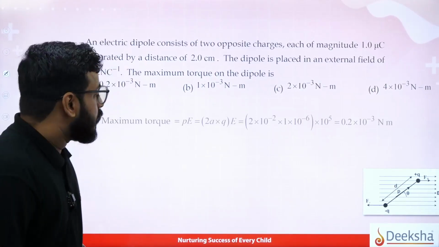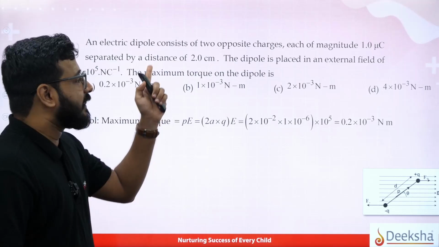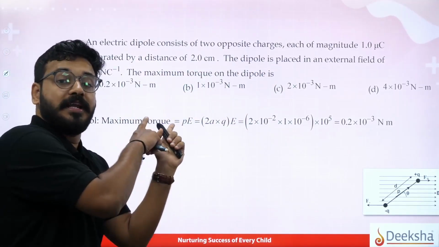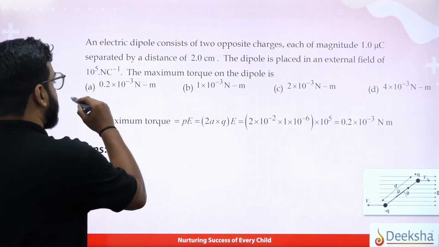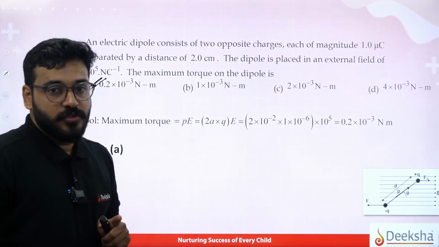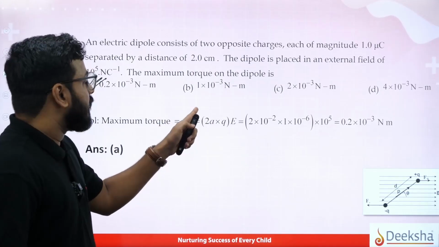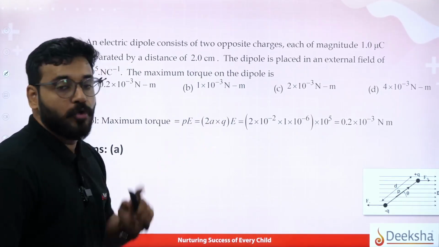Yes, students. So the maximum torque, as I've told you, is P into E. Here P is not given directly, so don't go to calculate P separately and then E. You can directly put it in the answer, and the answer is 0.2 into 10 to the power minus 3. The one thing I would like to tell you here is: don't separately calculate P, calculate them together.